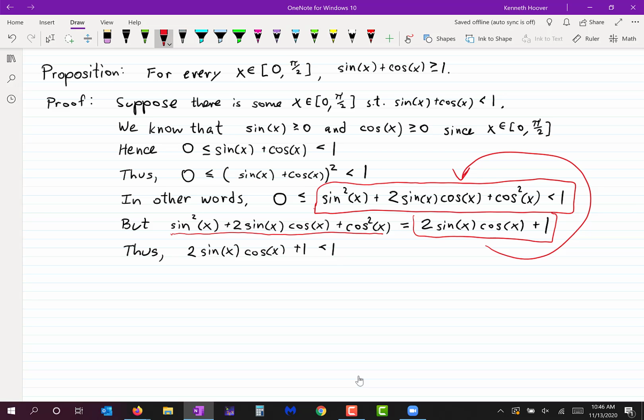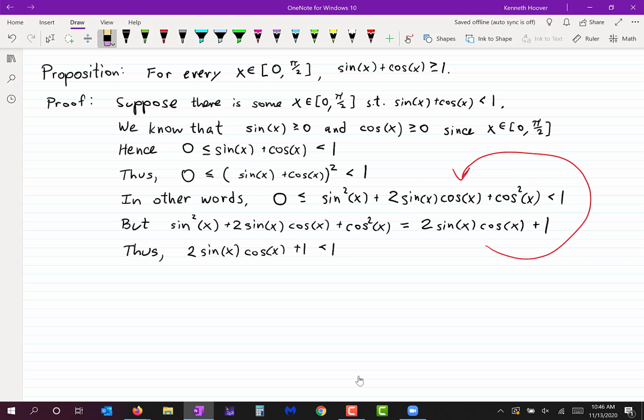Okay. I could have also put the 0 there, but I don't need to, so I just left it off, that's all. Okay, hence, let's take the previous line there. Let's just subtract 1 from both sides. 2 sine x cosine x is less than 0.